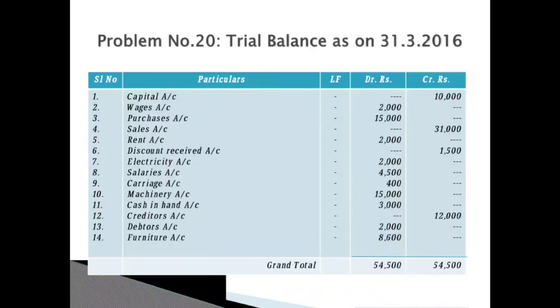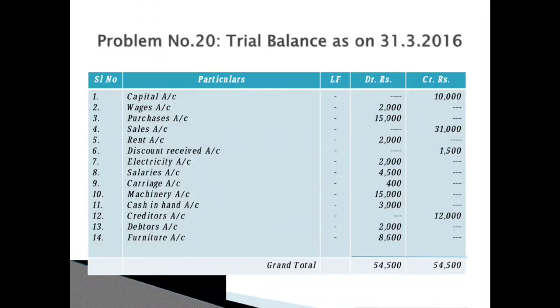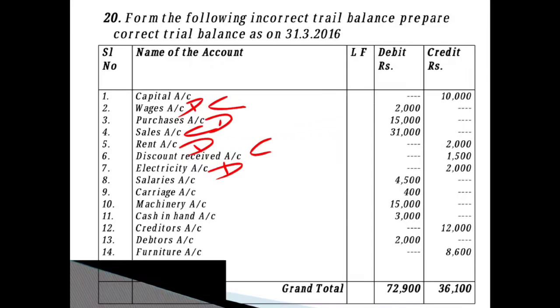The next you have electricity charges. Okay, electricity is an expense, debit, so they have given credit side, but you should write in a debit column. So seventh one, electricity account, debit column you should write rupees 2,000. The next what you have, salary, it is a debit balance 4,500.